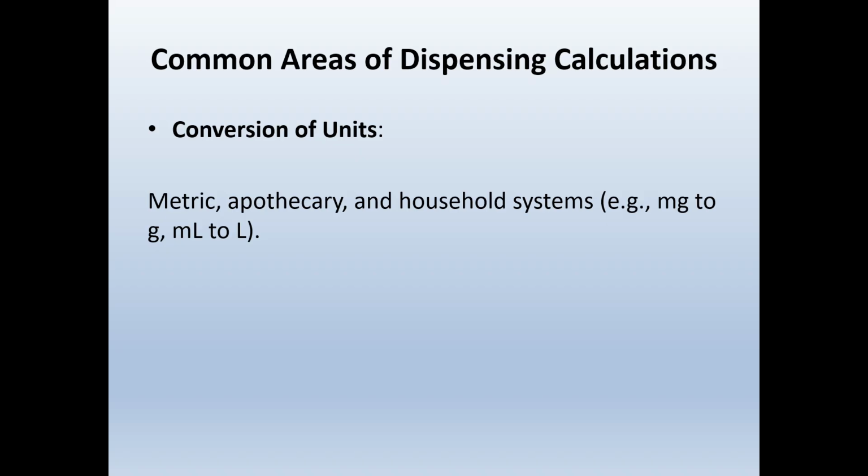The metric system, the apothecary, and the household system are different systems and they have different units of measurement. So your ability to convert from one unit of measurement to the other, from milligram to gram, from milliliter to liter, or from one system of measurement to another, maybe from the metric system to the apothecary system, or from the apothecary system to the household system, or from the household system to the avoirdupois system, is another key area in dispensing calculation. And that is what applies when we talk about conversion of units.